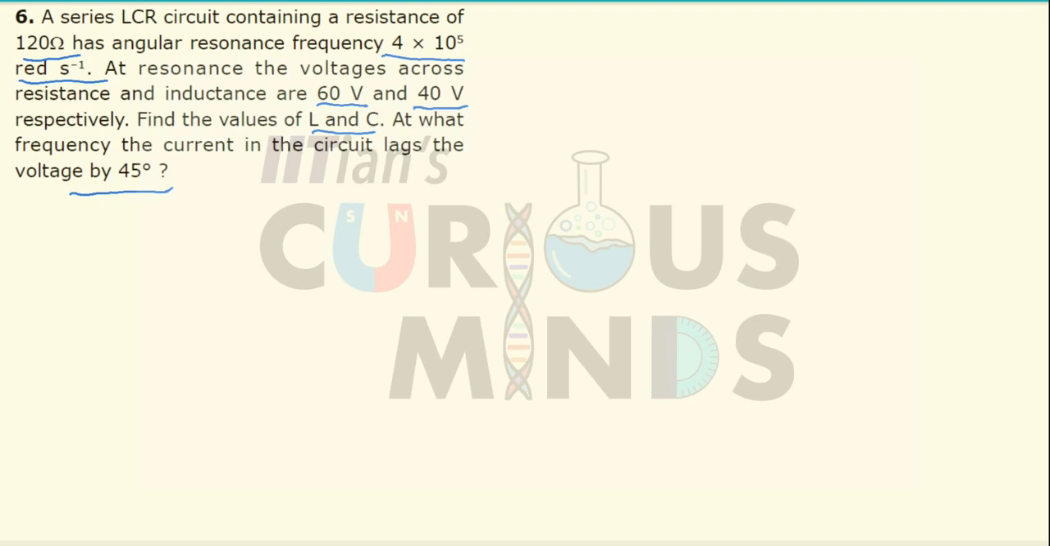For the first part, where the resonance is occurring, I will draw the circuit diagram. So this circuit diagram goes somewhat like this. This is the current. This will be the voltage across the resistor, ER. This will be the voltage across the inductor. This will be across the capacitor, in the downward direction, okay.